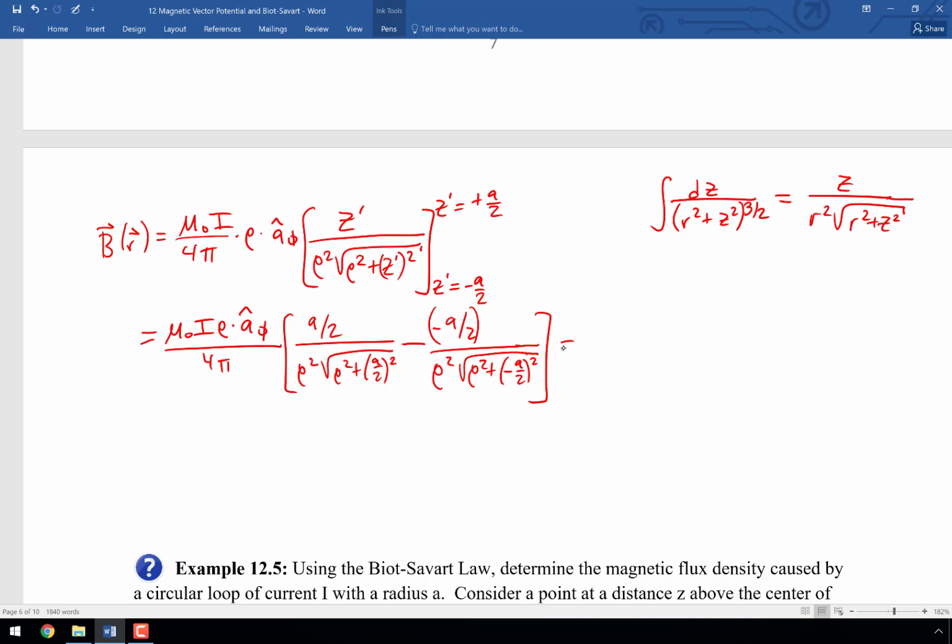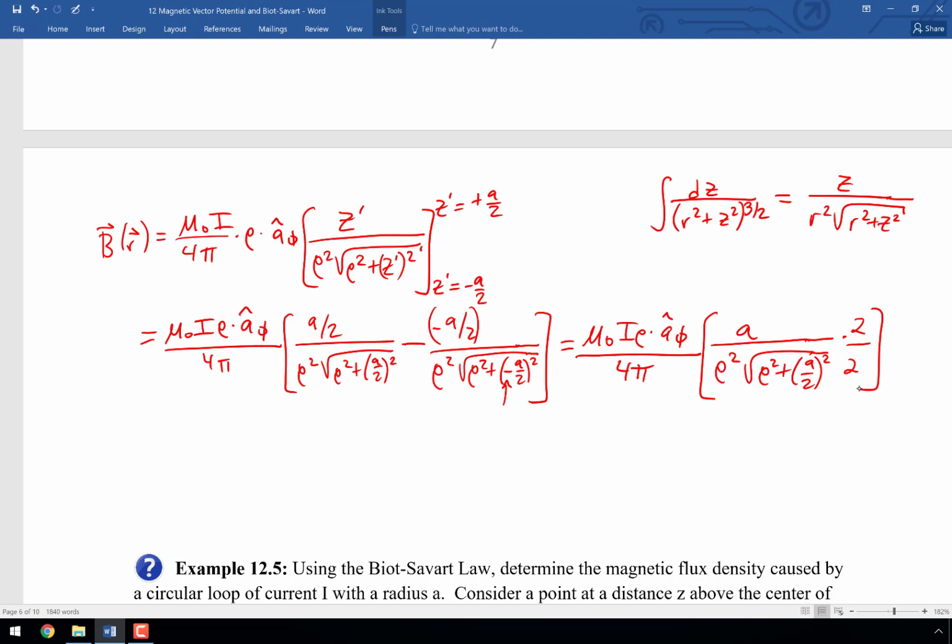Well, I'm going to simplify that a little bit. Mu sub 0 I rho times a sub phi over 4 pi. I have a over 2 in the numerator of the first term minus negative a over 2 in the numerator of the second term, and the denominators are going to be identical because this negative sign gets squared. So this simply becomes a over rho squared times the square root of rho squared plus a over 2, the quantity squared. And just as we did last time, I'm going to multiply this by 2 over 2.